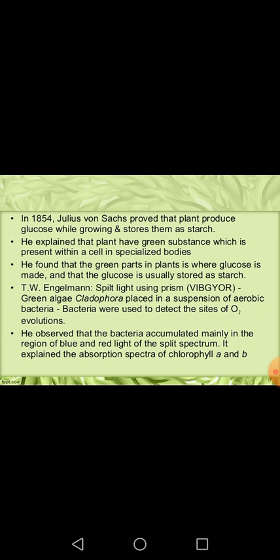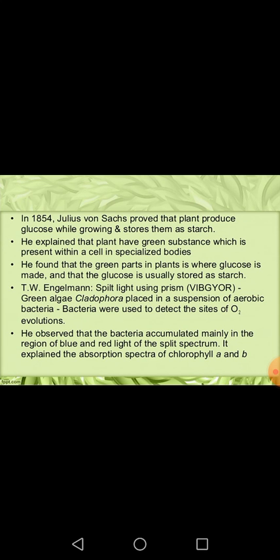Now the third experiment was done by Julius von Sachs in 1854, and with the help of his experiment he proved that the plant produces glucose while it is growing, and the glucose is finally stored in the form of starch. And he also explained that the plant carries a green pigmented substance, which is present in specialized cells where this glucose formation occurs.